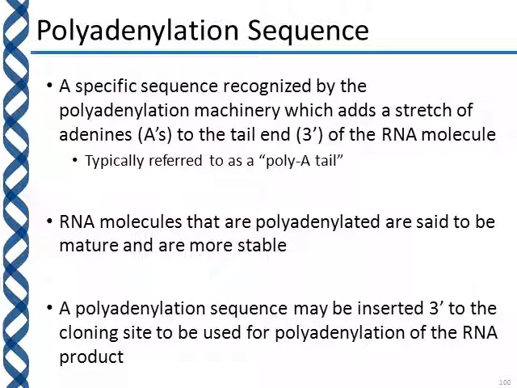So for these polyadenylated sequences, these are specific sequences recognized by the polyadenylation machinery, which adds a stretch of adenines to the tail at the 3' end of the RNA molecule, typically referred to as the poly A tail. RNA molecules that are polyadenylated are said to be mature and are more stable. These polyadenylated sequences may be inserted 3' to the cloning site to be used for polyadenylation of the RNA product.